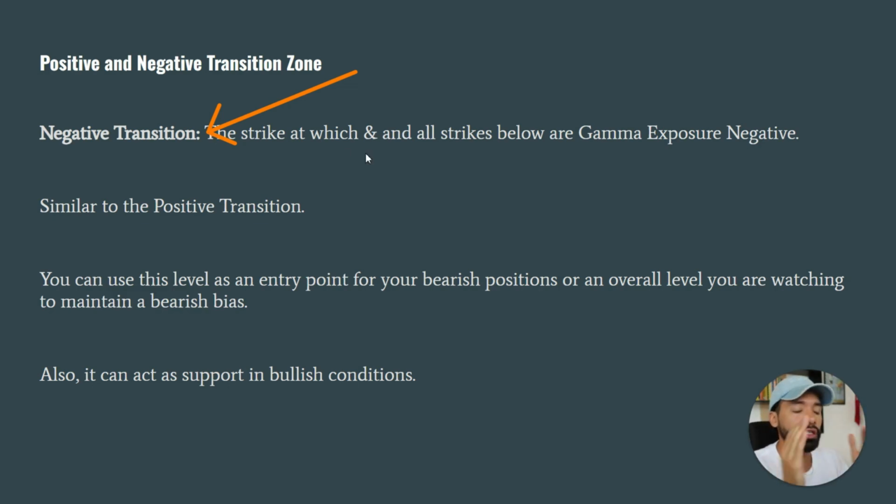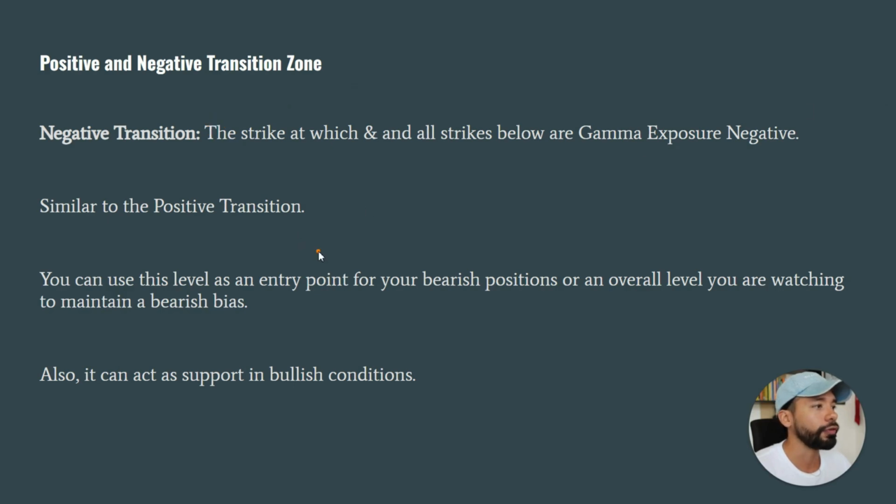Basically this just means that from that level and below that level, the gamma exposure is going to be negative. So you're going to be in negative exposure territory, and it's very similar to the positive transition. You can use that level as an entry for bearish positions, or if you're coming from the upside and testing that level, then perhaps that level is going to act as support.